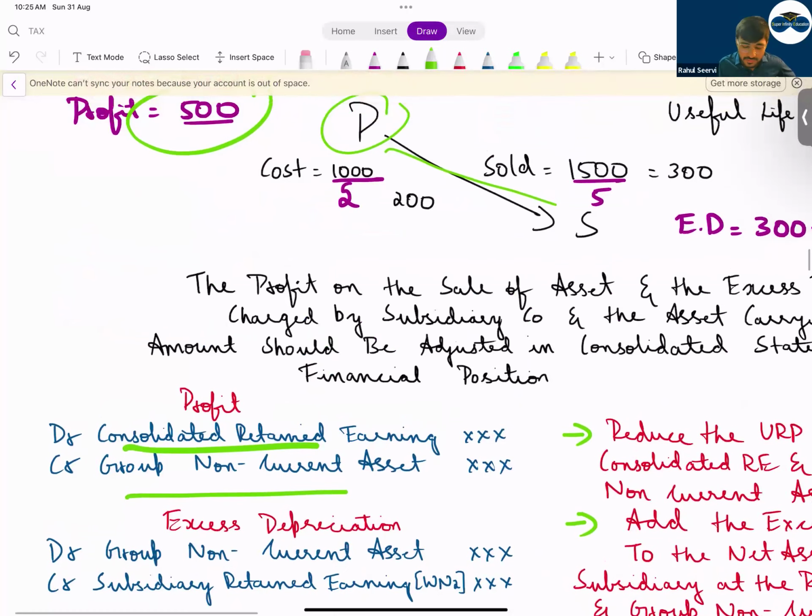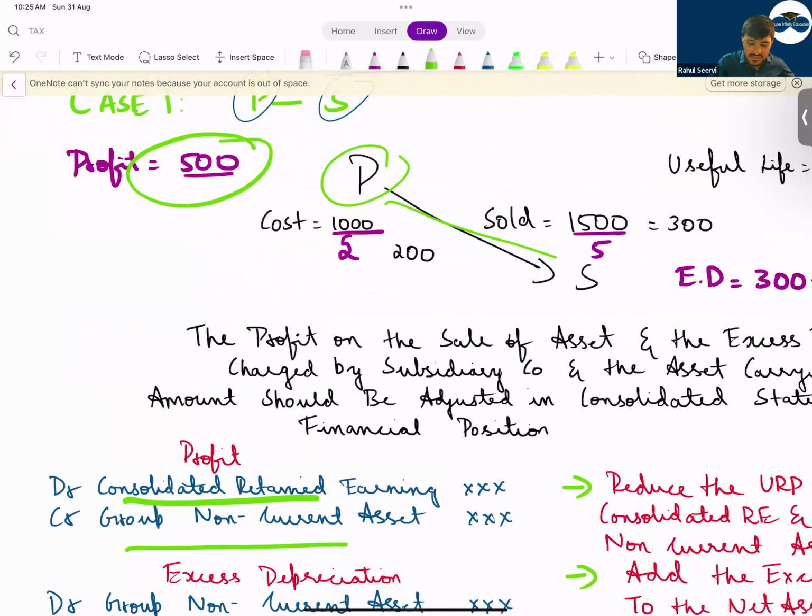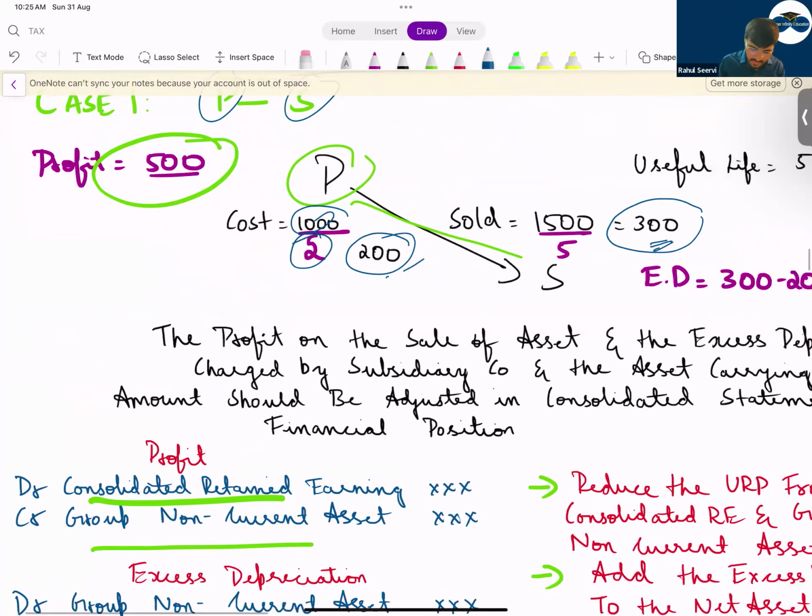Simple. But if we remove this, can I say subsidiary company recorded excess depreciation? Normal depreciation should be how much? 200,000 divided by 5 years, assuming useful life as 5. So 200. So subsidiary company recorded excess depreciation. But from the group point of view, there is no concept of excess depreciation, or intra-group items should be eliminated. So see, what should we do here now?